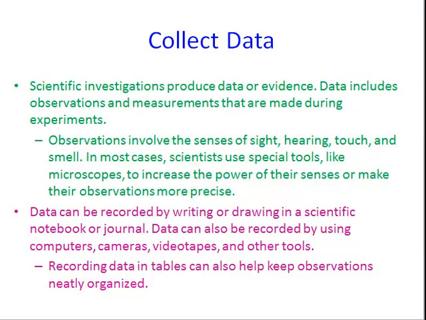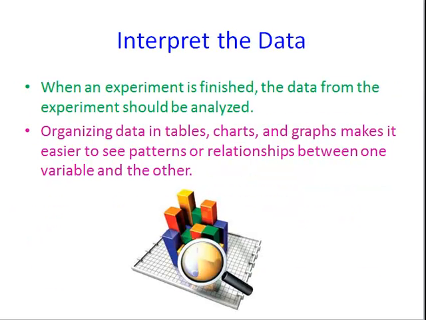Next, we collect data. Scientific investigations produce data or evidence. Data is just information, and it includes observations and measurements that are made during experiments. Observations involve the senses of sight, hearing, touch, and smell. In most cases, scientists use special tools like microscopes to increase the power of their senses or make their observations more precise. Data can be recorded by writing or drawing in a scientific notebook or journal. Data can also be recorded by using computers, cameras, videotapes, and other tools. Recording data in tables can also help keep observations neatly organized.